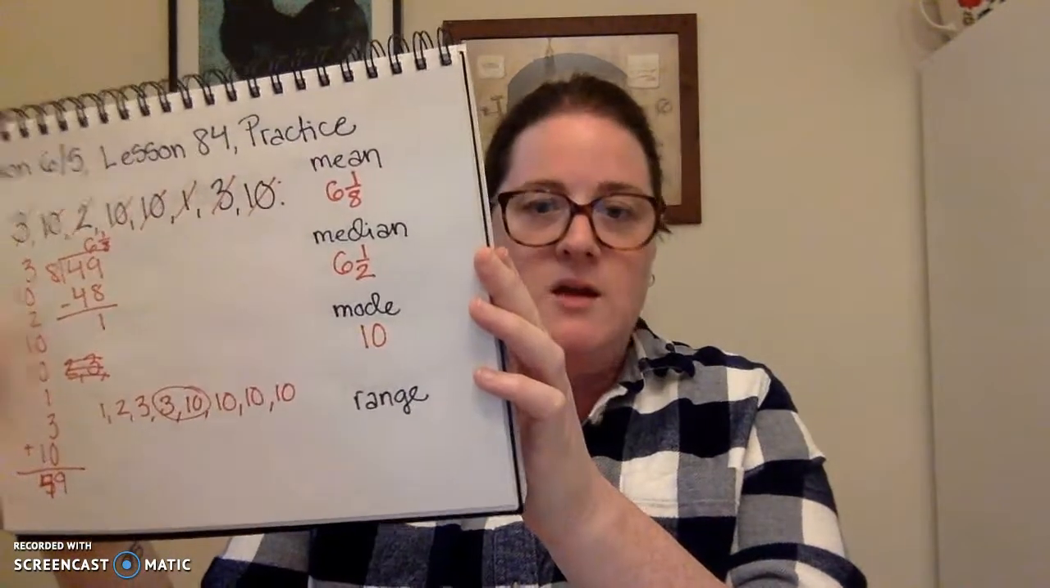My mode is 10. The data point 10 occurs 4 times in my data set. It occurs more than once, therefore it is a mode. Mode is 10. My range is going to be 10, the highest, minus 1, the lowest, which makes my range 9.